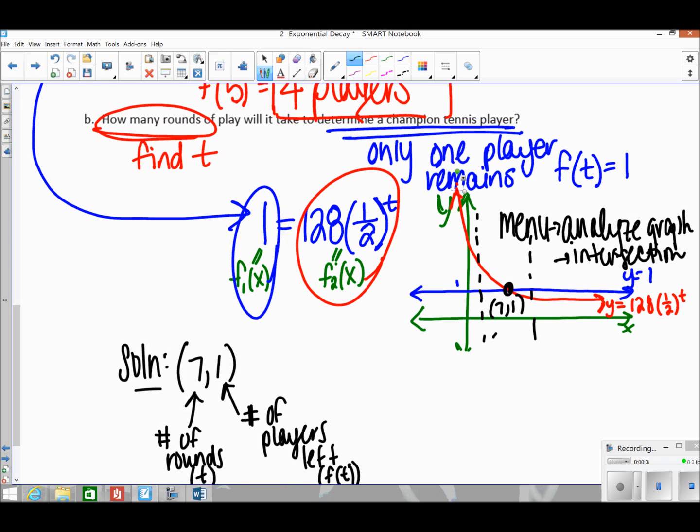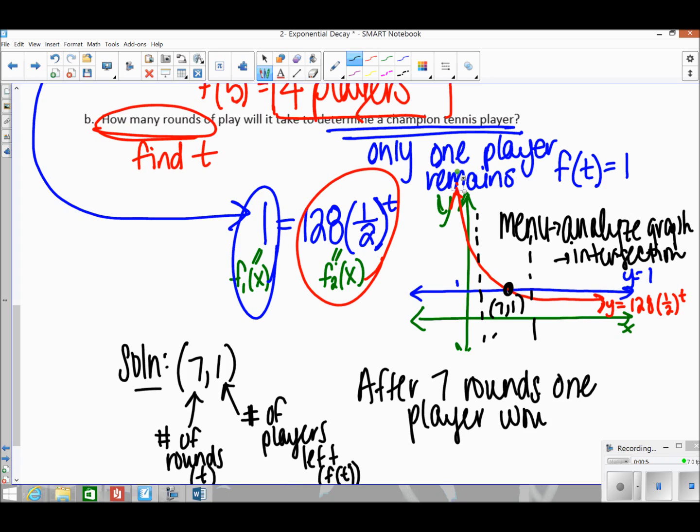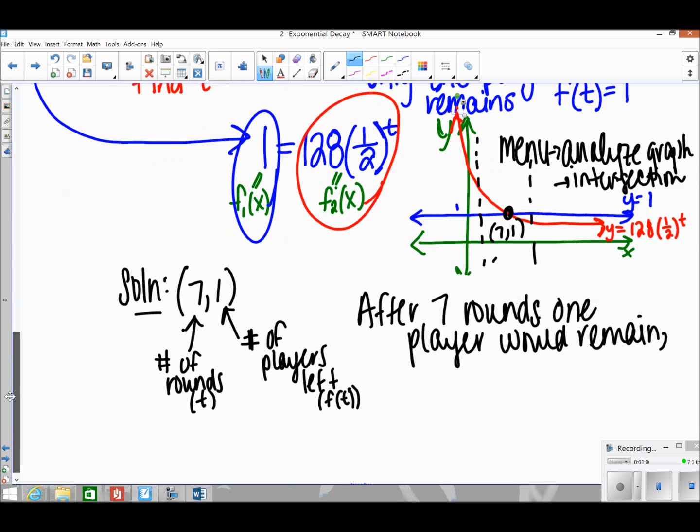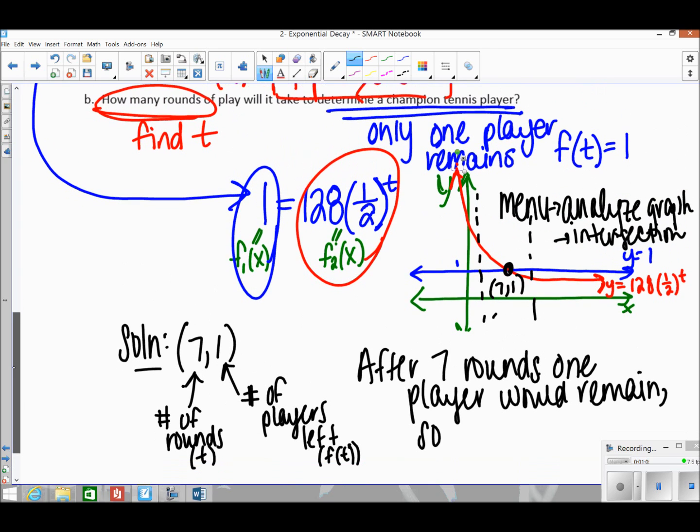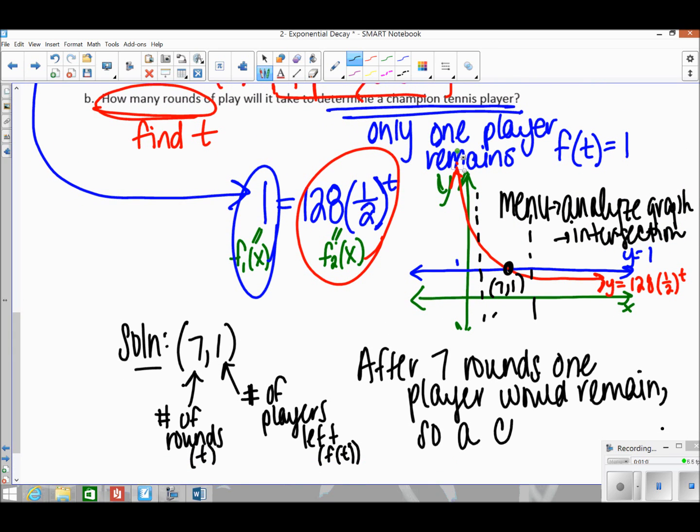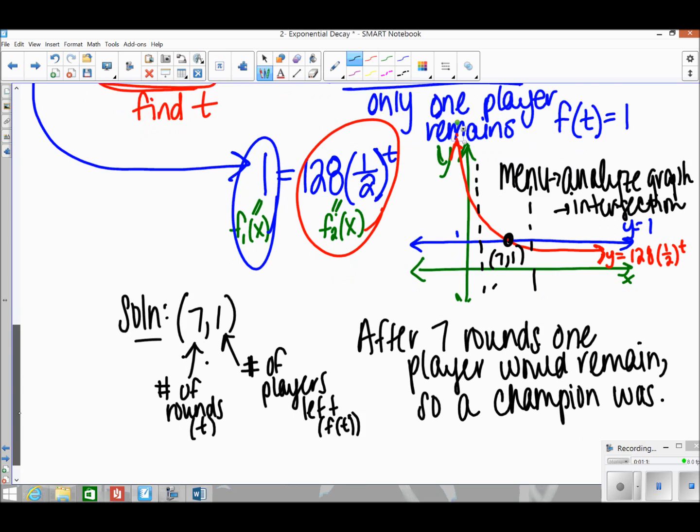So what that means is after 7 rounds, there would be only 1 player left. So after 7 rounds, 1 player would remain. So a champion is determined.